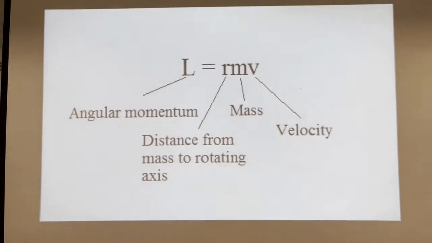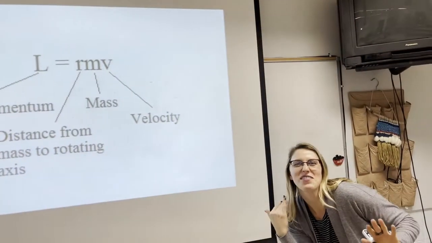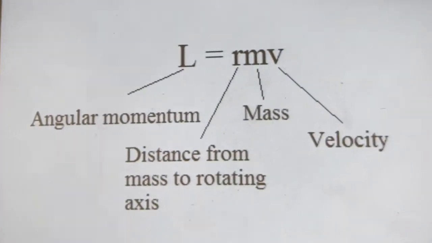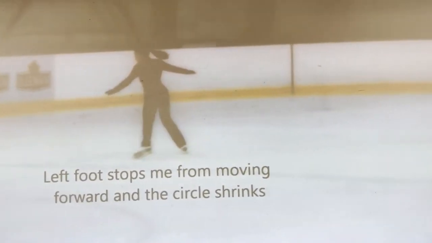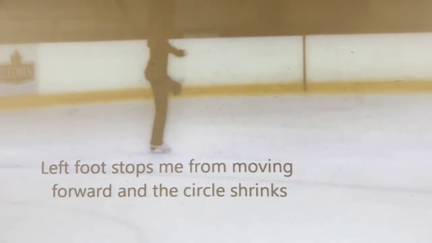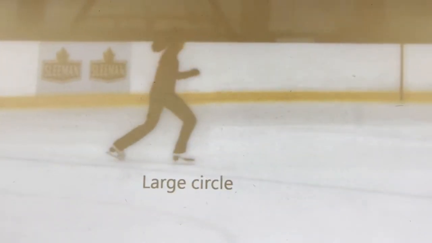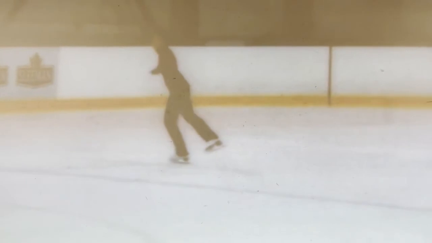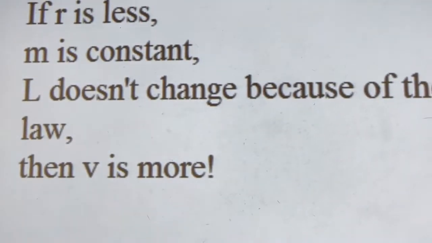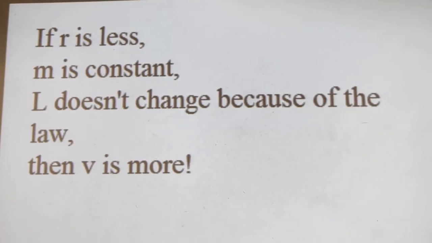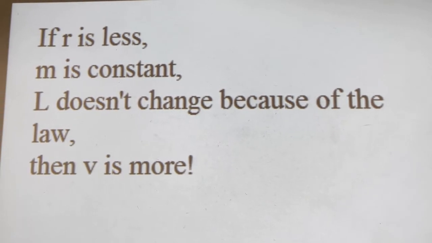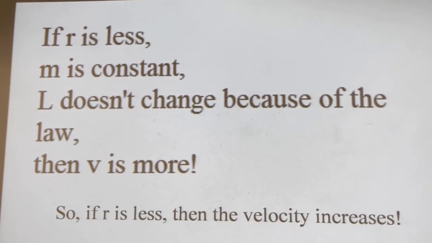L equals R times M times V, where L is the angular momentum, R is the distance from the mass to the rotating axis, M is the mass, and V is the velocity. This is how I start spinning in my right foot. My left foot turns so that I'm no longer moving forward, and the circle I'm skating in is much, much smaller. The other part is where the equation comes into play. At the beginning, I skate in a large circle so that R is large. Then, when I skate in a smaller circle, R is smaller. Now going back to that equation, because of the law of angular momentum conservation, if R is less, M is constant because your mass doesn't change, and angular momentum is conserved because of the law, then velocity must increase.